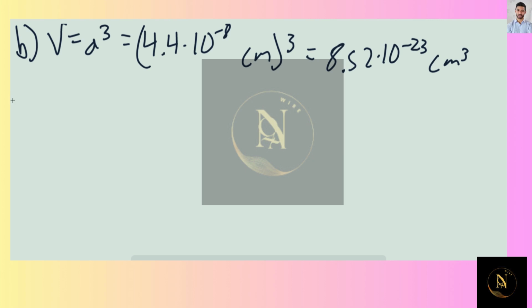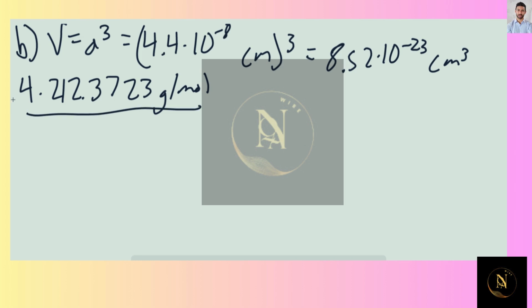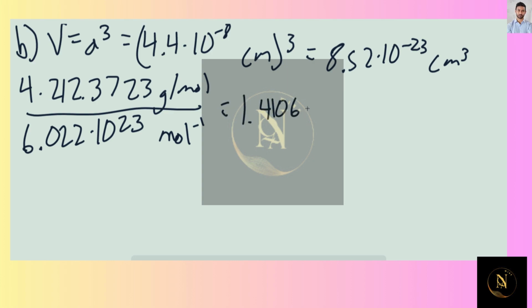And so now we can find our mass. And so our mass is going to be 4 times 212.3723 grams per mole. And the 4 is because it is a NaCl type structure, and then the molar mass of RbI. And then we divide by Avogadro's number. And that gives us 1.4106 times 10 to the negative 21st grams.